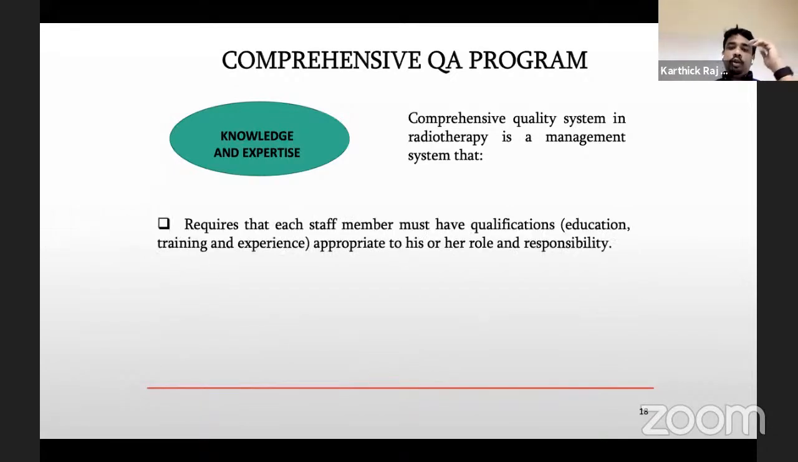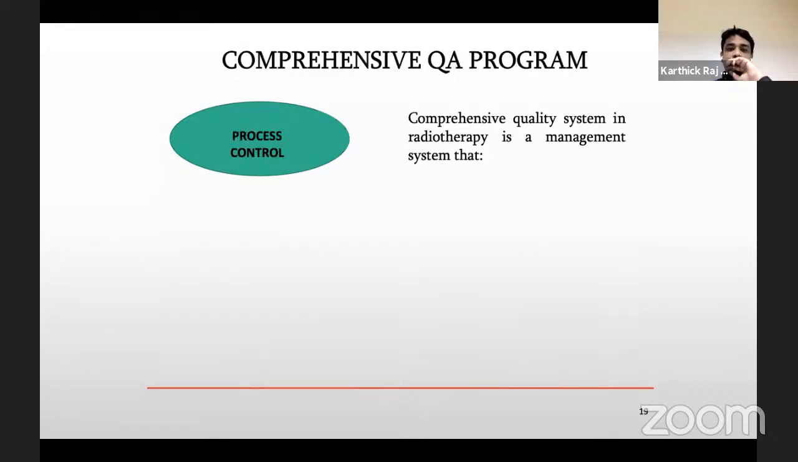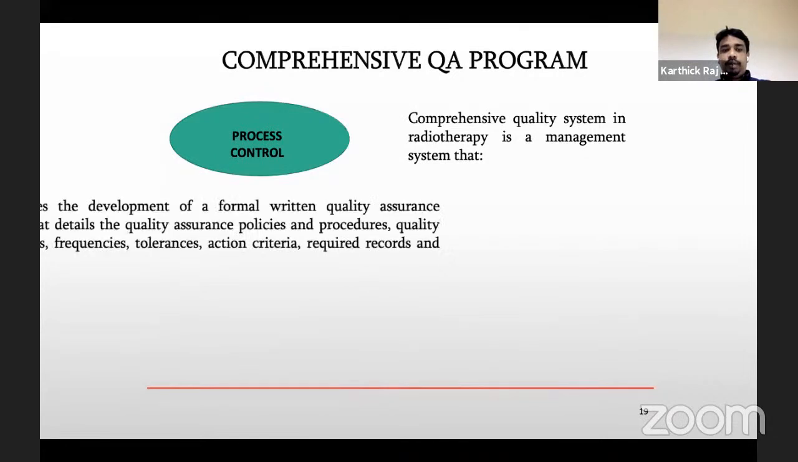The other thing is knowledge and expertise. You require expert personnel or trained manpower, and it's very important to have a comprehensive QA program. I will just pass through this a little bit.